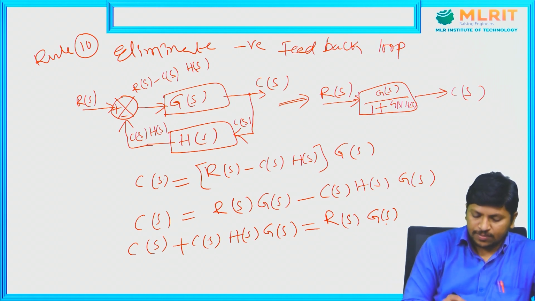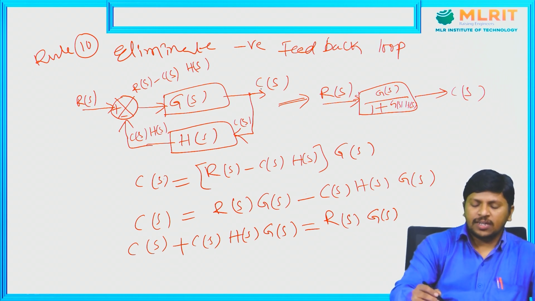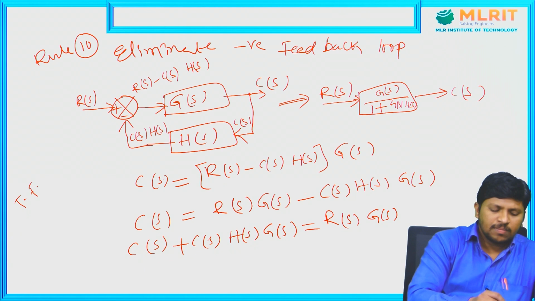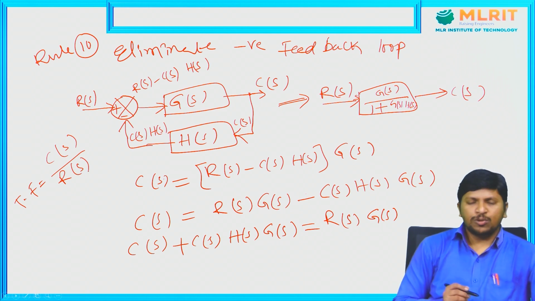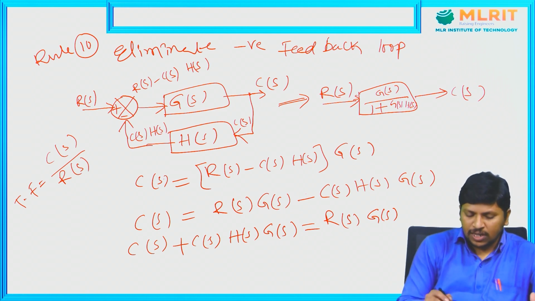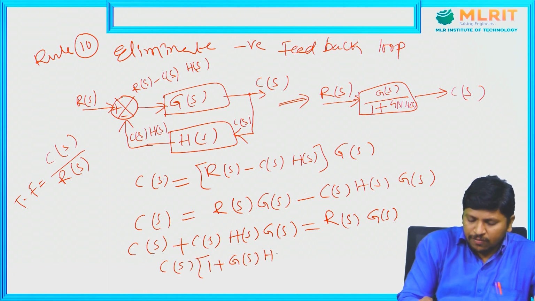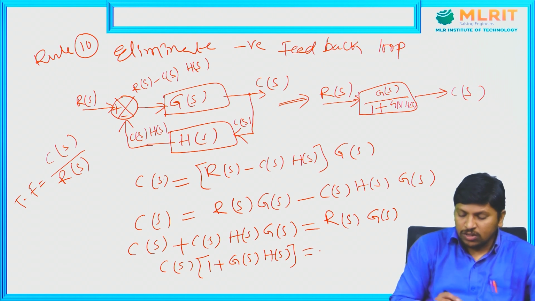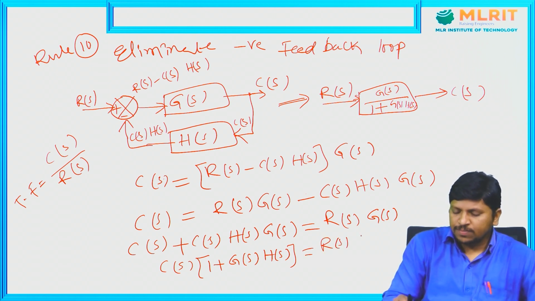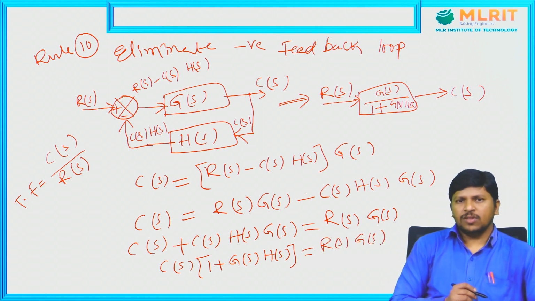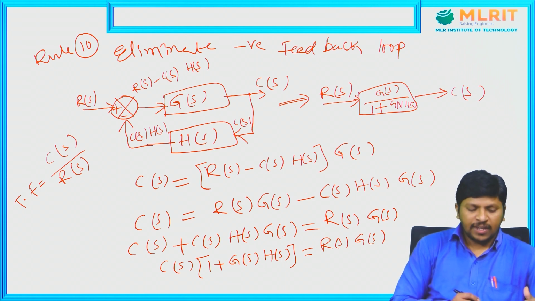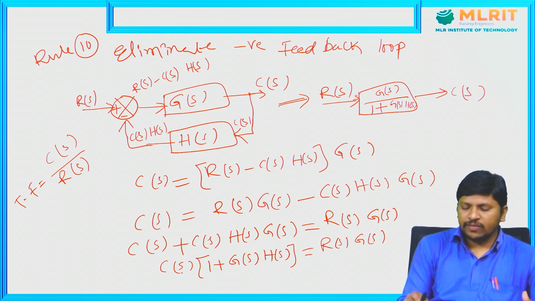What is the transfer function here? Transfer function is nothing but output, C of S, divided by input, R of S. Output by input, C of S by R of S. We need to calculate. Here C of S is output. Just take this common: C of S into 1 plus G of S into H of S equals R of S into G of S. Here transfer function we need to calculate, C of S divided by R of S.